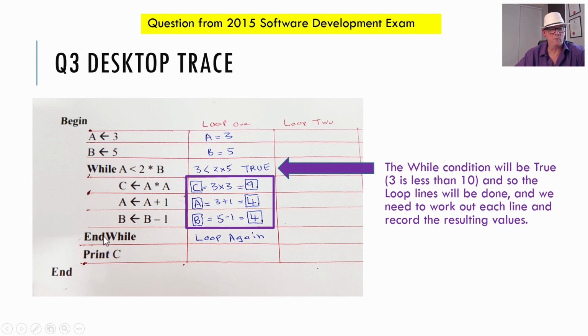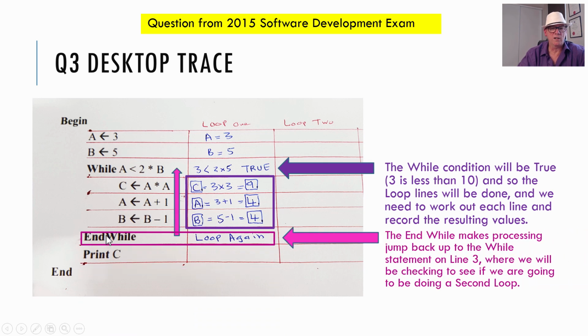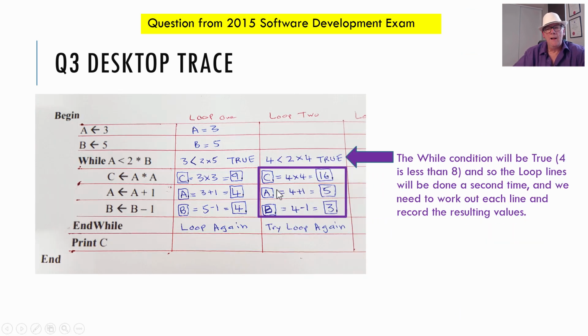All right, so those ones are done, and we're down to the end while, which is like the next in a for next loop. That's the one that either lets you finish or it flicks you back up to the top of the loop. Now the end while makes processing jump back up to line 3. So just like a next statement in a loop does, we jump back up to this one, and now we're going to be doing that same calculation again and checking whether it's true or not. So let's get on to doing that.